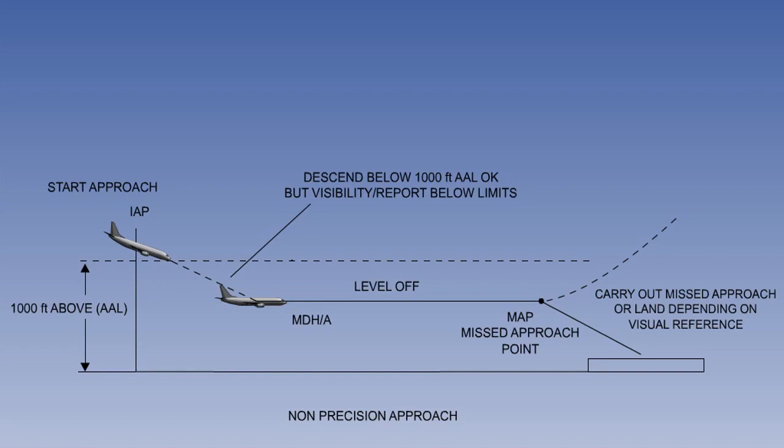If the reported visibility allows a descent below 1,000 feet, but subsequently reduces to below minima, further descent must be limited on reaching the minimum descent height or altitude, MDH or A, for that approach. The approach can now be continued at the MDH or A until reaching the missed approach point, MAP. On reaching the MAP, the landing may be completed, provided that the required visual reference is established and maintained to touchdown.